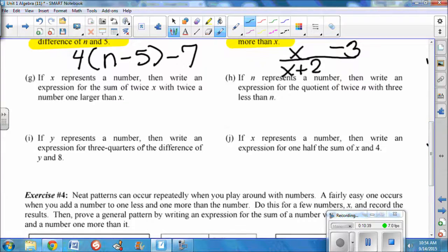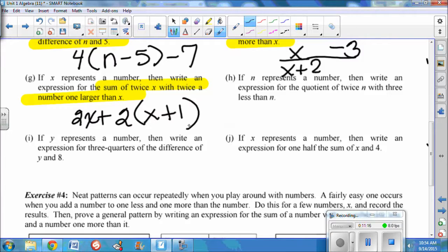We've got letter G, talking about x. Then write an expression for the sum. Get my highlighter back out here. The sum of twice x with twice a number 1 larger than x. So the sum of, so I know I'm going to add something, twice x with twice a number 1 larger than x. So the number that I'm going to multiply by 2 is 1 larger than x.